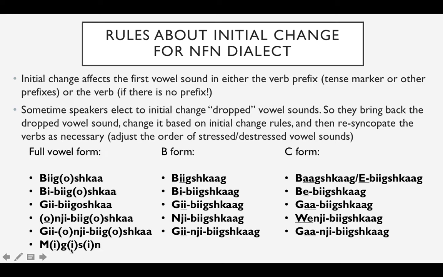So we got migisin. So back in the day, we didn't drop all these vowel sounds, but we have different options here. So again, we're changing the first vowel sound we see here. So it's not this I, it's not that I, it's this I. So the B form version is mgising. Mgising. So we're going to change that I and we'll have to re-syncopate. So single I changes to a what sound? An E sound. So we're going to have meg, probably sing. There we go. Meg sing.